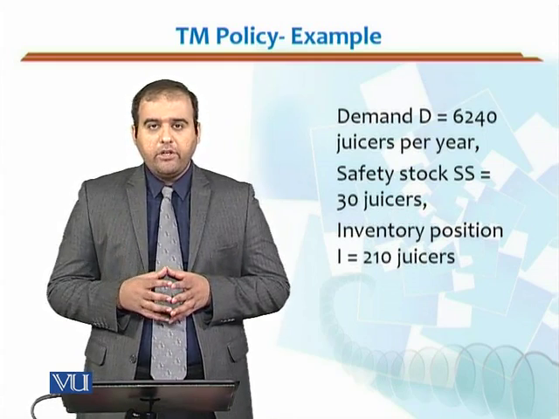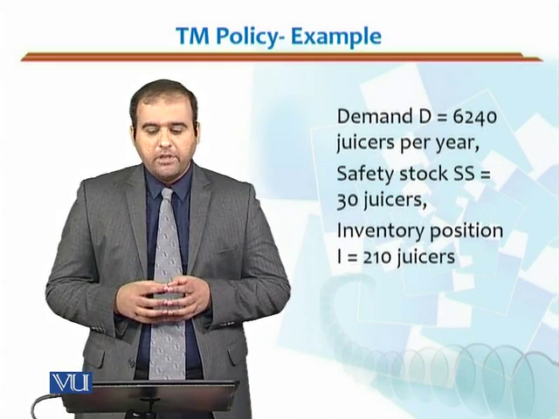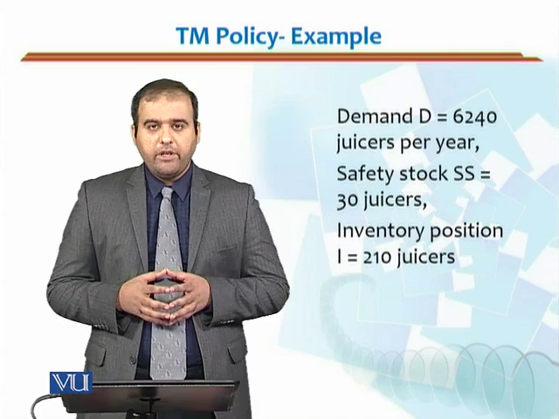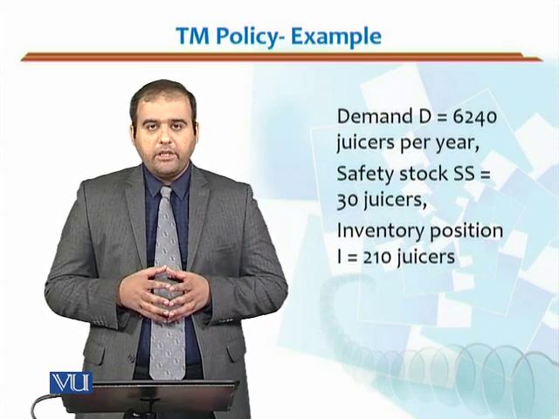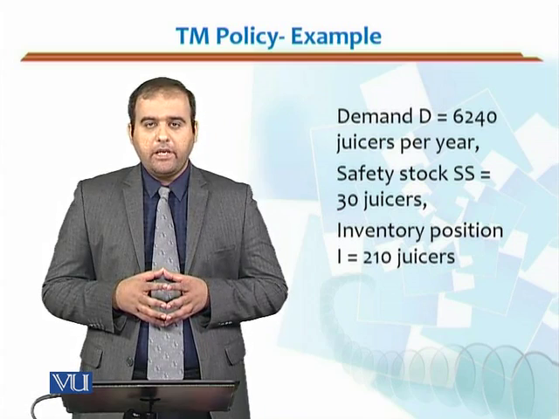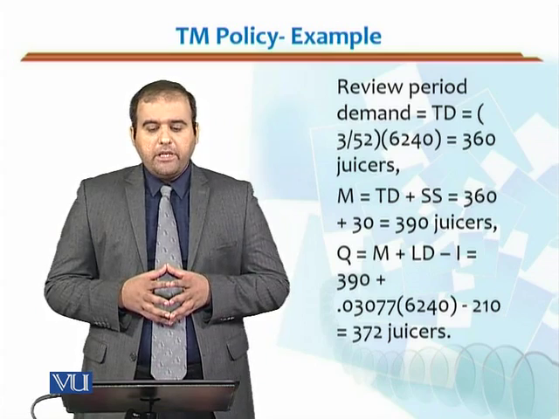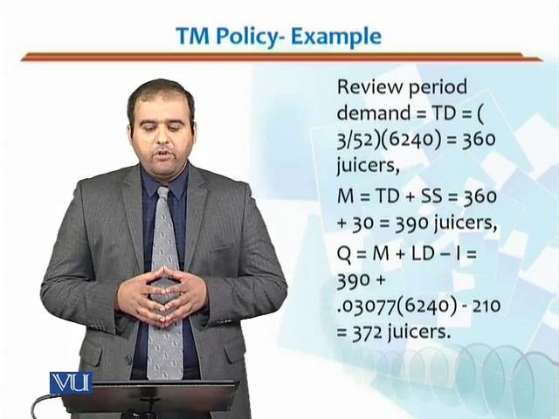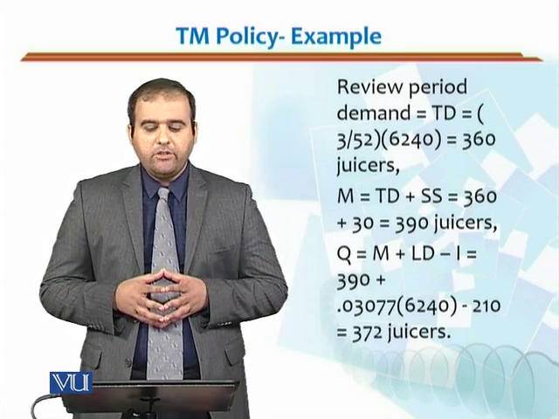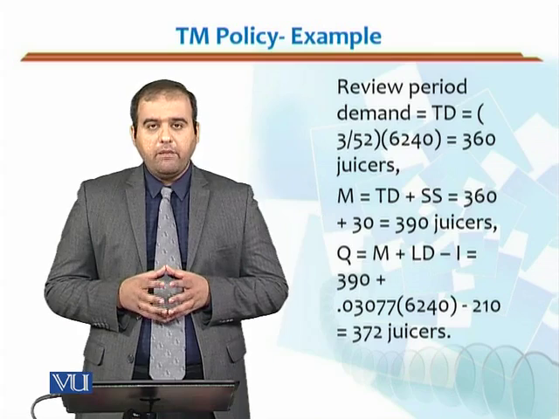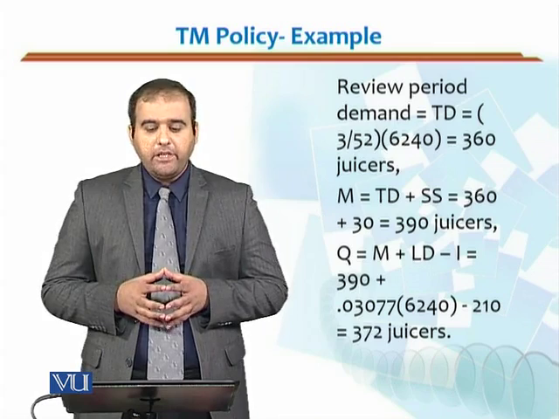Demand, if you can recall in that example, the demand for the year was 6240 juicers. Safety stock, which is actually given here in the data, is 30 juicers. So inventory position, the current stock in hand with AAC, is 210 juicers. So review period demand, TD, according to the formula, would be equal to 360 juicers. And what about M? M expression is with you. So when you calculate it, it comes out to be 390 juicers.